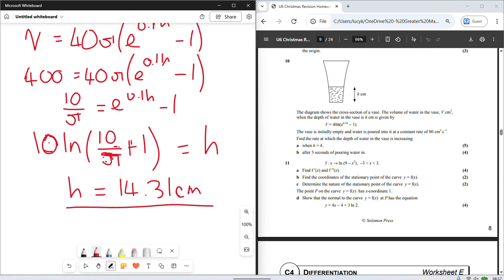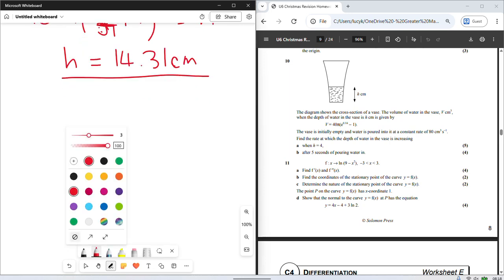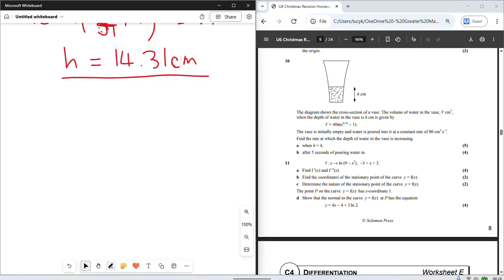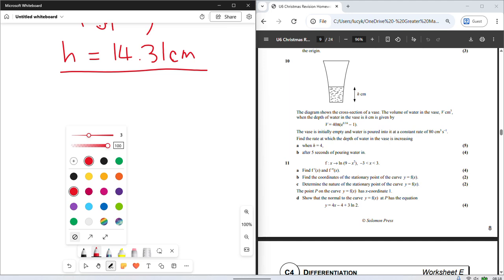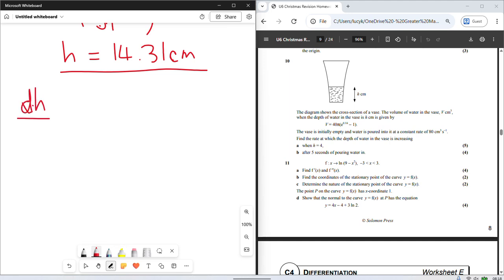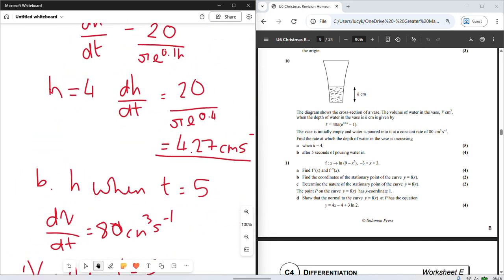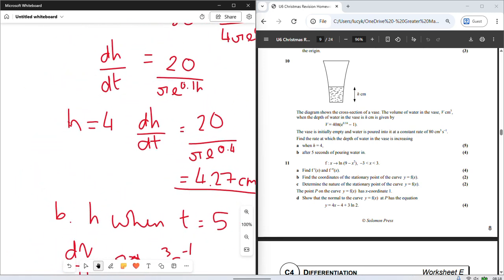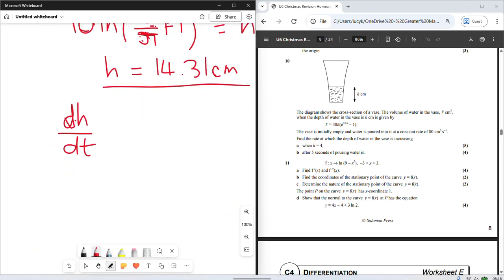I like to make sure things have got units on, even if it doesn't specify, because you never know what they're going to give and take marks for. And I think it helps your overall understanding of what's going on in this situation. So now the final thing to do is to put that in dH by dt, which we found before. Where was dH by dt? dH by dt is 20 over pi e to the 0.1 h.